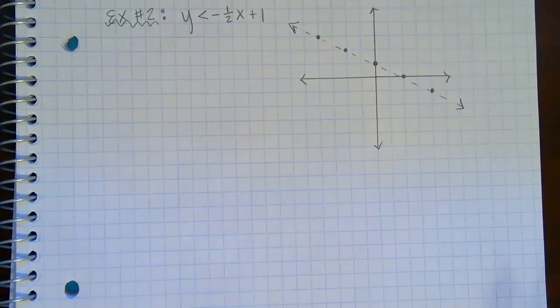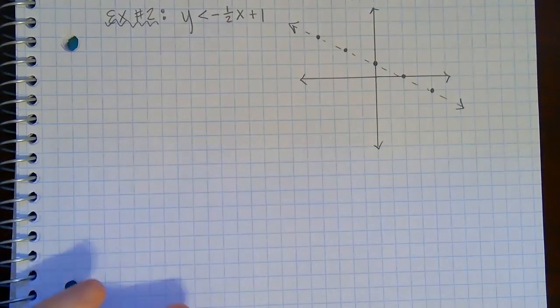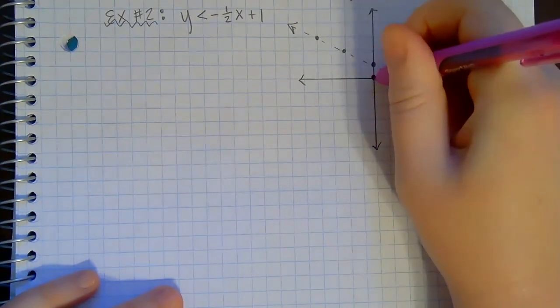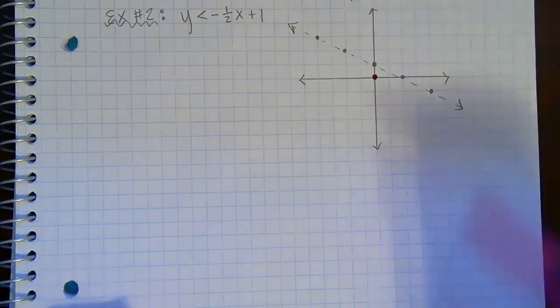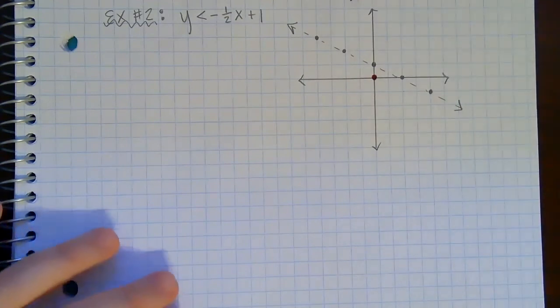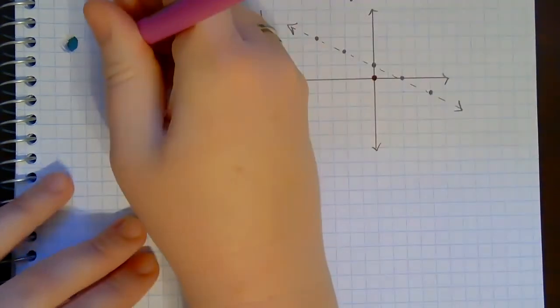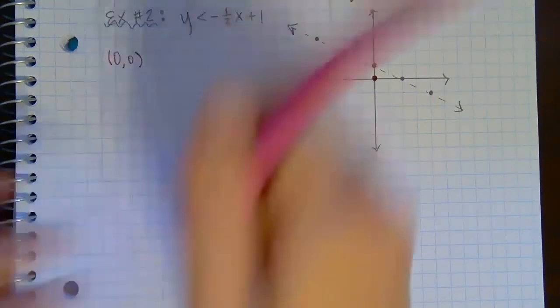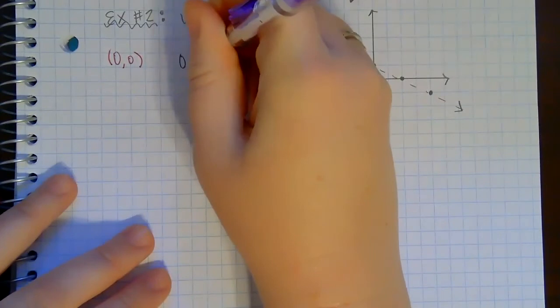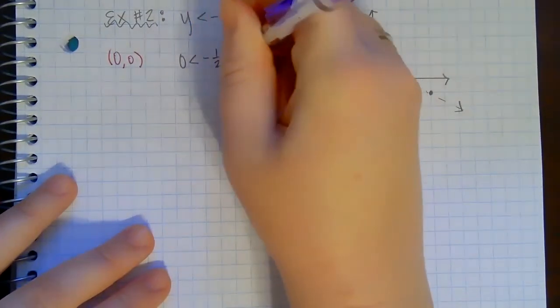Again, I need to test a point. It doesn't matter what point I test. Personally, if 0, 0 is not on the line, I would use that one just to make your life easier. But you can pick any point as long as it doesn't lie on the line. So I'm going to try 0, 0 again, because it's not on my line. I'm going to substitute 0 in for y and 0 in for x.